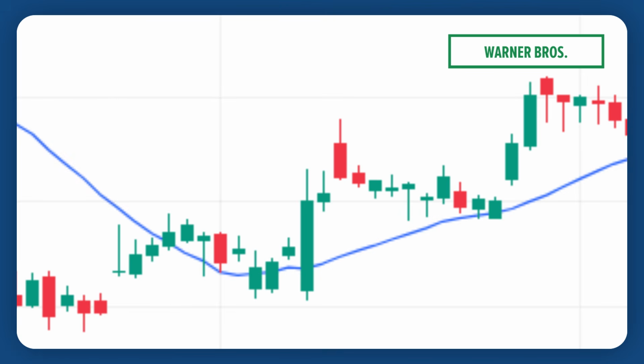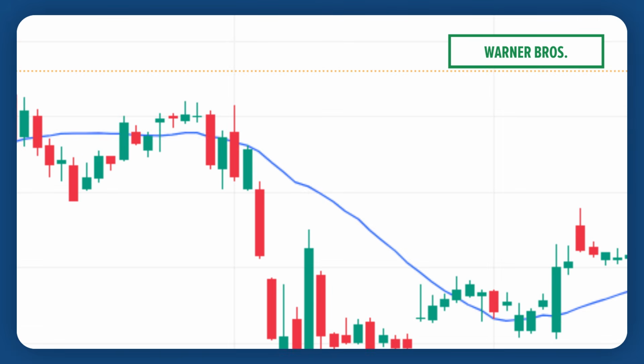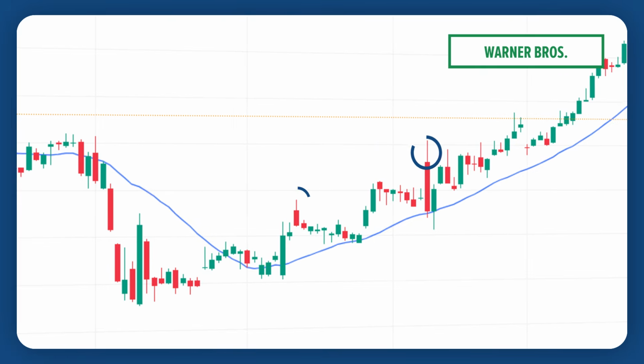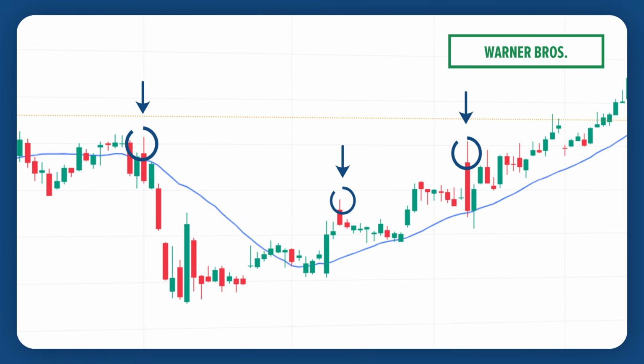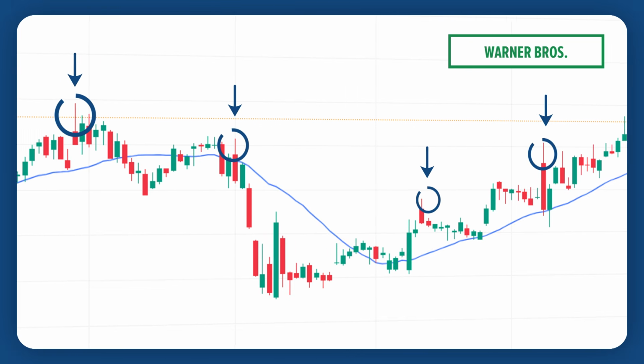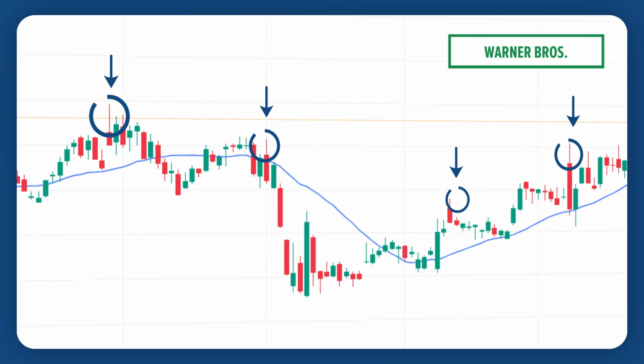But I do pay attention to those because when you see the long shadows on top, again, it's telling us that in each one of these instances where you see the long shadow, the buyers tried to push it up to a new high but failed. And that is taken as a downside signal, or a bearish signal, that you have to pay attention to.